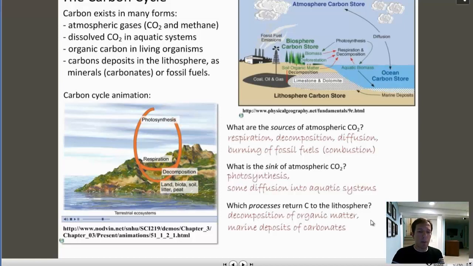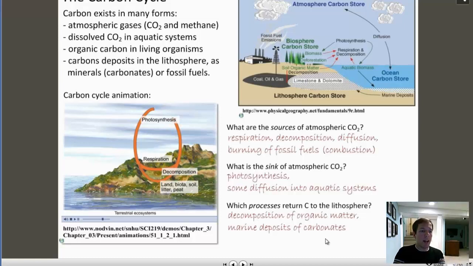The processes that return carbon to the lithosphere are the decomposition of organic matter when it gets buried and then trapped within rock. So, examples could include the carbon that is stored up underground in the form of oil, in the form of different types of shale rocks, in the form of coal. All of those are ways in which carbon has been stored underground in the lithosphere.